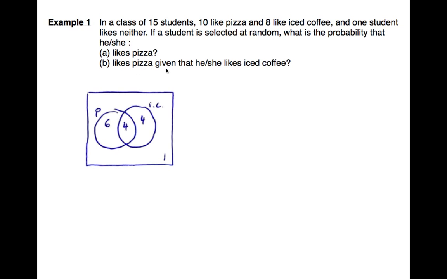What's the probability that a randomly chosen student likes pizza, given that he or she likes iced coffee? And now we can see there are 8 students who like iced coffee. What is the probability that they like pizza? 4 out of these 8 like pizza. So there's 4 chances out of 8. Question A was very easy, the standard way we learned. Question B, what is the probability that the student likes pizza given that we know that they like iced coffee? And there's 4 out of 8, so 50% chance.